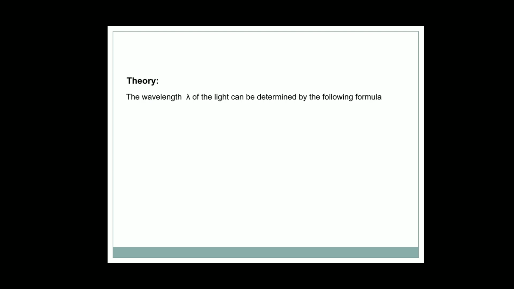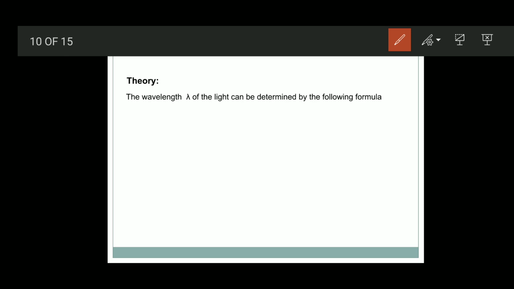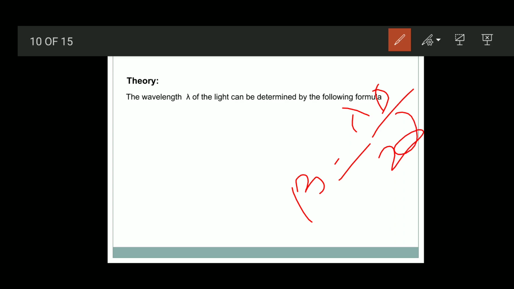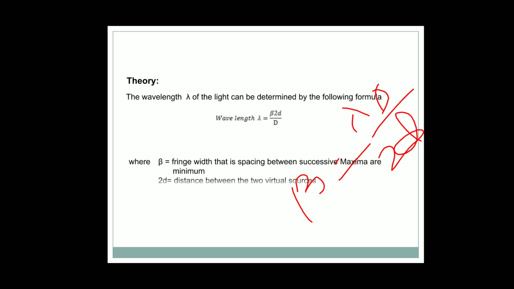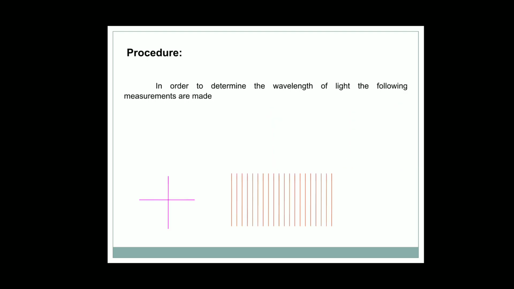So what formula can be used to determine the wavelength of light? We know the equation for the fringe width, beta is equal to lambda D by 2d, where lambda is the wavelength of light, capital D is the distance between slit and eyepiece, and 2d is the distance between the two coherent sources. From this formula, wavelength lambda is equal to beta into 2d by D. By using this formula, we can determine the wavelength of light used in this experiment.